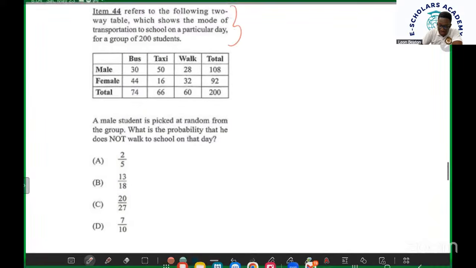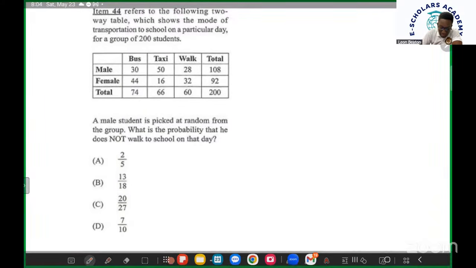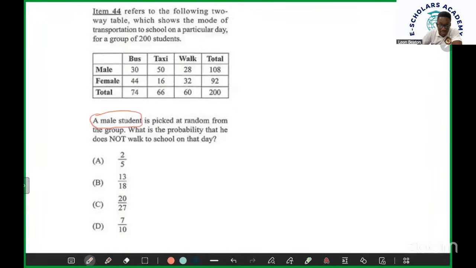So I won't read this again, same instruction. It says a male student is picked at random from the group. What is the probability that he does not walk to school on that day? So a male student is picked at random.